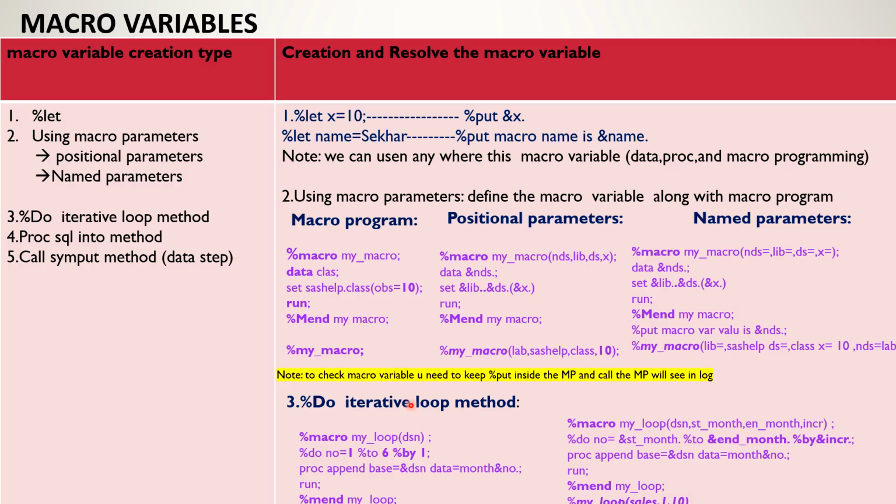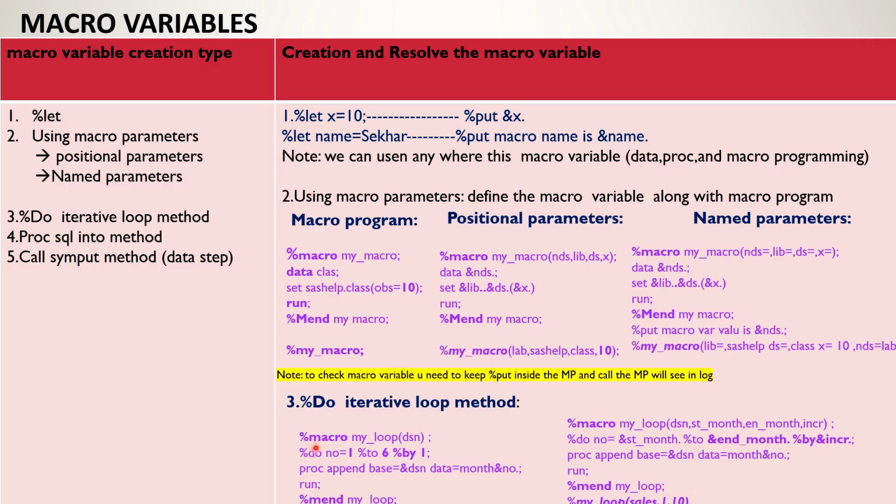The third one is the %DO iterate loop method. Here we can see one example. If you want to append a number of data sets, every time we need to write the set statement. First one data set we need to set, then the second data set, like that, the number of times we would need to write the macro programming. By using the %DO iterate method, we can write it in this way.